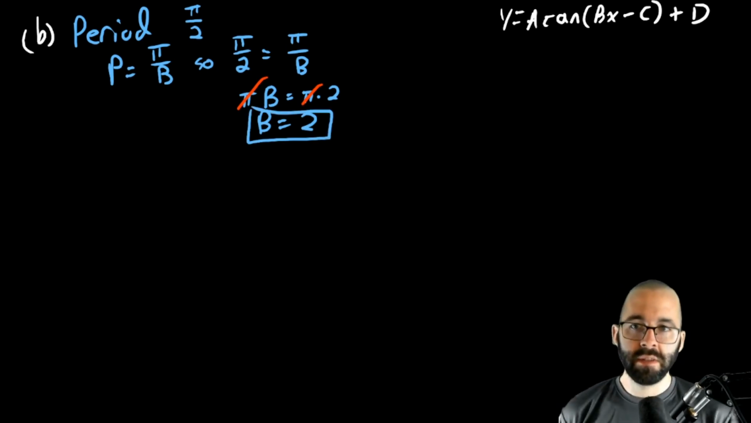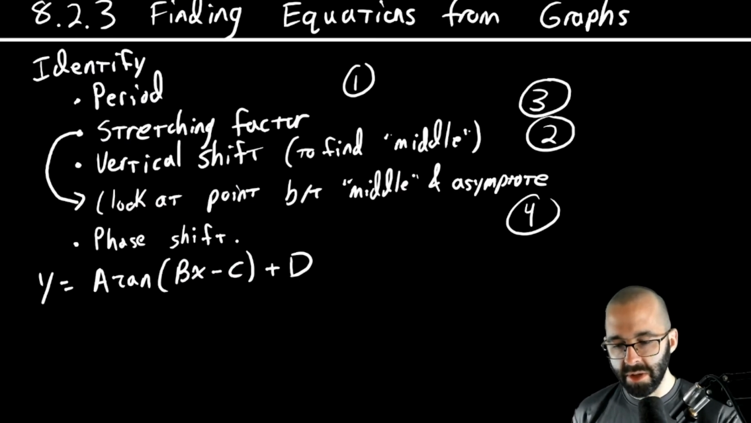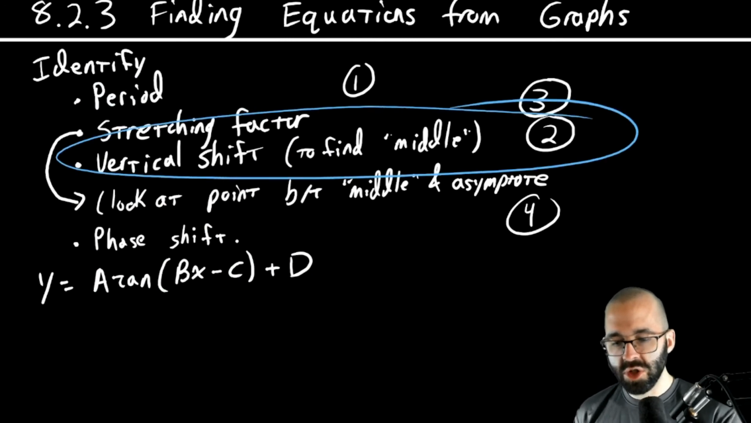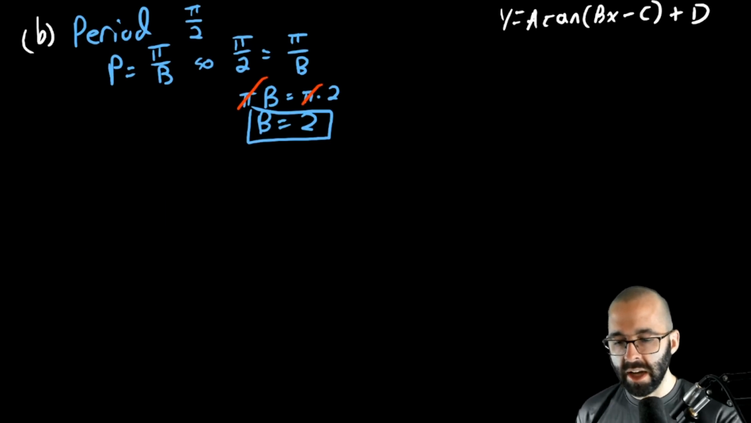We know the period, it's pi over 2, and we use that to find our b value. What does Jason recommend we do as step 2? Look for the vertical shift to find that middle. Okay, so the vertical shift, according to our graph, what is that?